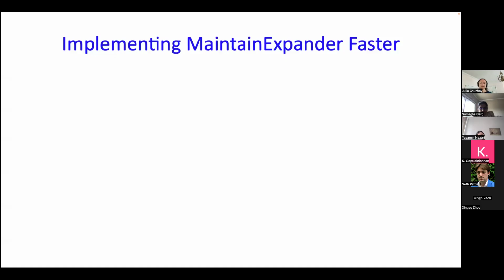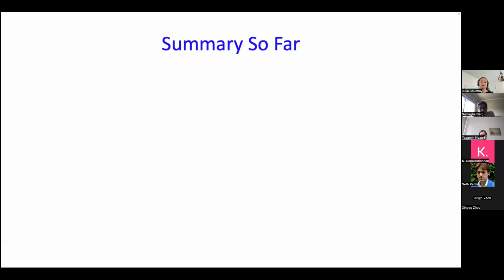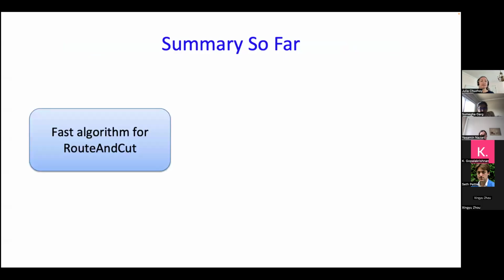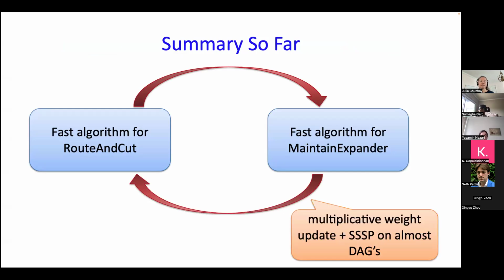So now I'm going to say just a few words about what we do in the STOC paper, how we get to the n squared result. So what we notice is that if you get a fast algorithm for route and cut, you can actually use this algorithm to solve the maintain expander problem. So this reduction is non-trivial and requires quite a bit of work. But at the end, here is where we stand. We show that if you get a fast algorithm for route and cut, then you can get a fast algorithm for maintain expander. And there is also a reduction in the other direction. This is what you get from multiplicative weight update and SSSP on almost DAGs. This is something we've seen.